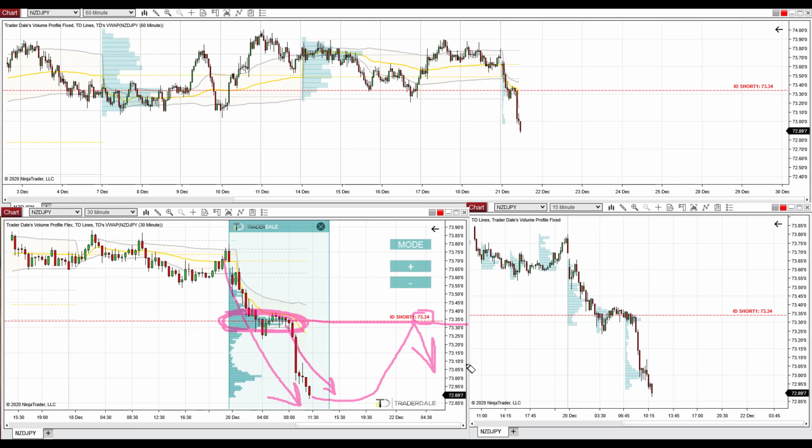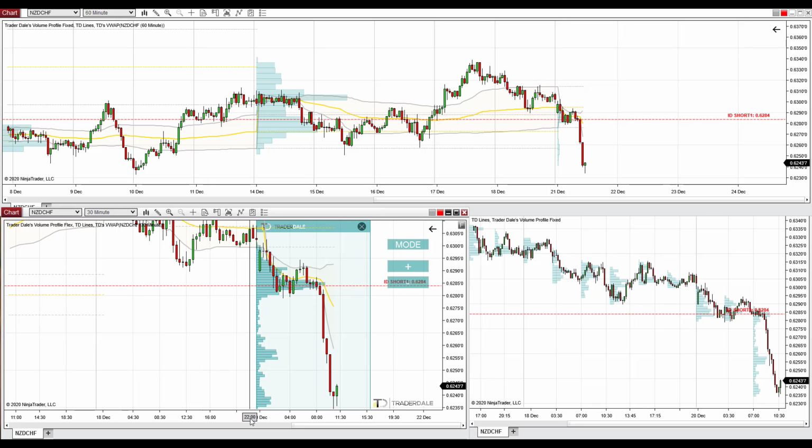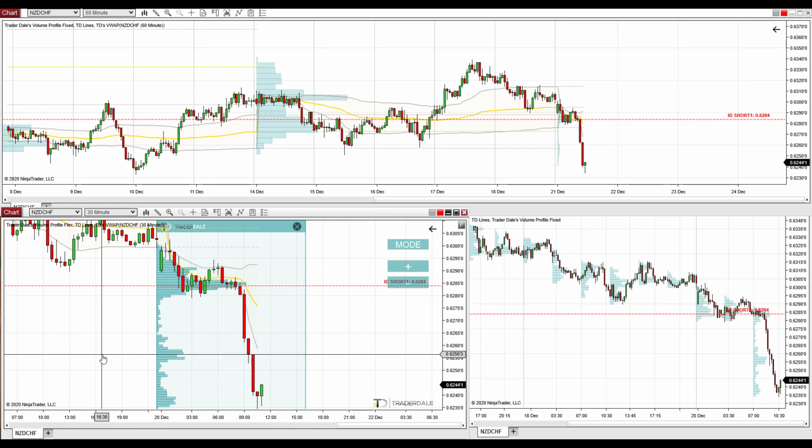And let's now go into the last trading idea of this video, and this one is on New Zealand dollar Swiss franc. So before you can see the New Zealand dollar Swiss franc charts, and what I have in here is a volume accumulation setup. Very nicely visible, those heavy volumes were accumulated around 0.6284, and afterwards there was this strong sell-off.